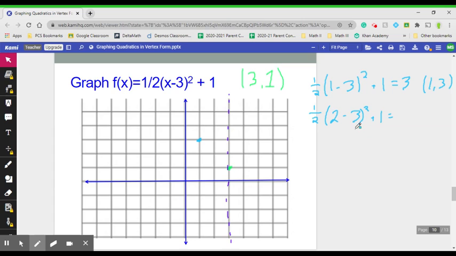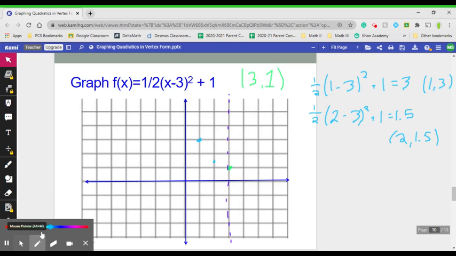2 minus 3 is -1. -1 squared is 1. 1 times 1/2 is 1/2. 1/2 plus 1 is 1.5, or you could use 1.5. So we're going to be graphing 2, 1.5, and having to do a little estimating here with our point. 2, 1.5 would be right about right there at that blue point.